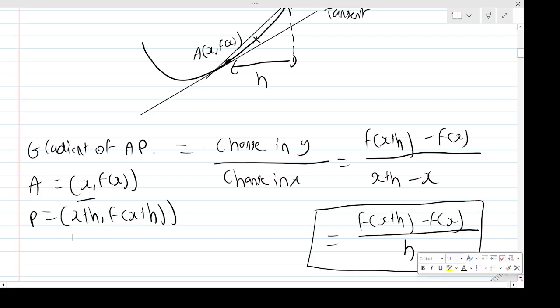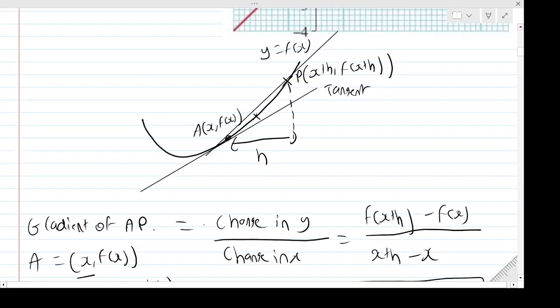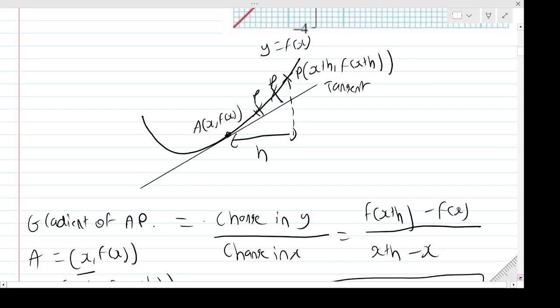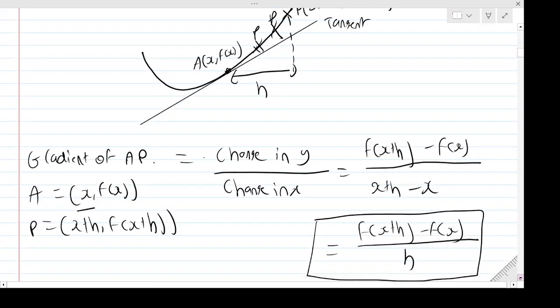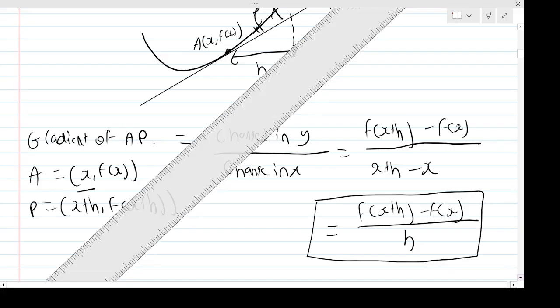Okay, so that is the general expression for the gradient, which means no matter what I choose to be h, no matter how far or close I want to move P to A, if I move P to here or P to here, because it's already in terms of A and h, the gradient between A and P, no matter where I move P, will always be this expression here. That will always be the gradient, in the general form, in terms of h and x.